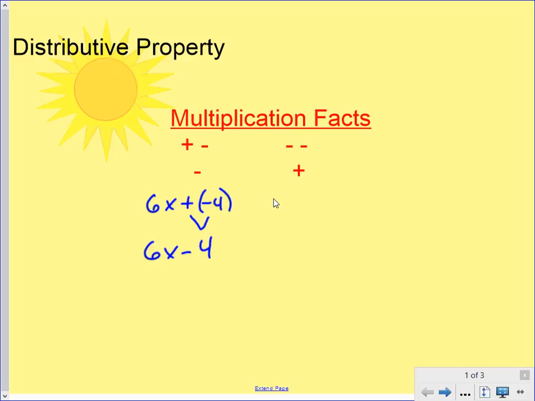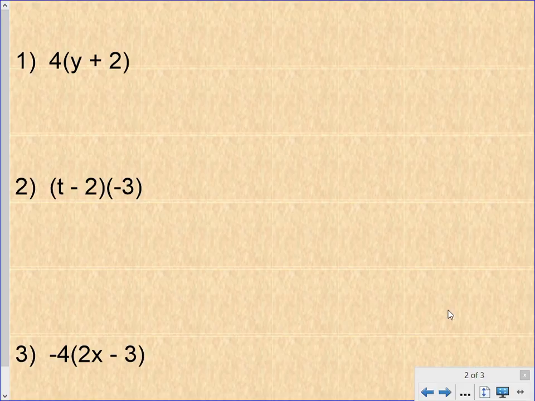Likewise, with these two symbols, if I had 6x minus negative 4 as an answer, I should rewrite that as 6x plus 4. So minus and negative is the same thing as plus. So these are the two things that people have the most issues with distributive property. Don't leave your answers in an unsimplified form. So here's some examples and we'll see how this works out.